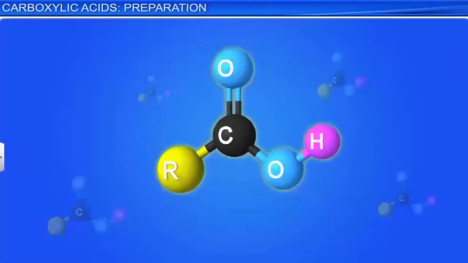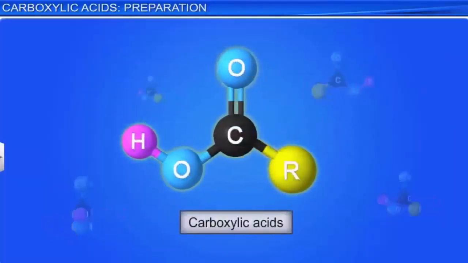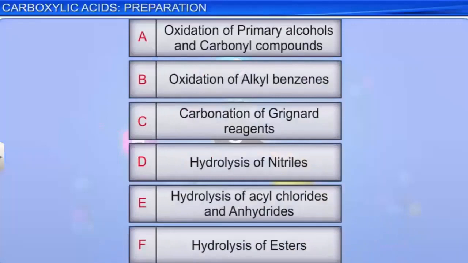respectively. Carboxylic acids can be prepared by several different methods: oxidation of primary alcohols and carbonyl compounds, oxidation of alkyl benzenes, carbonation of Grignard reagents, hydrolysis of nitriles, hydrolysis of alkyl chlorides and anhydrides, hydrolysis of esters.